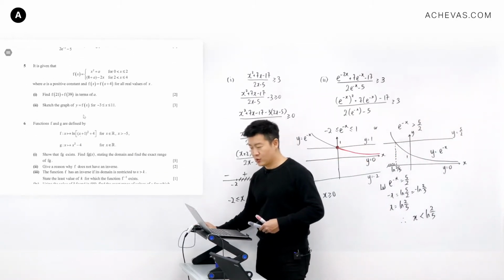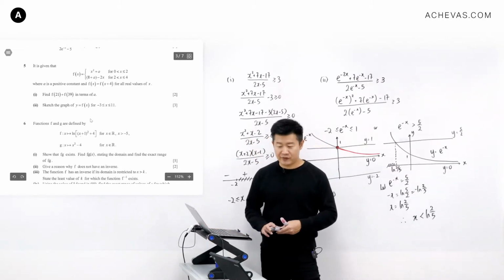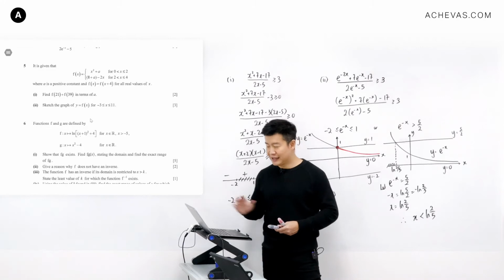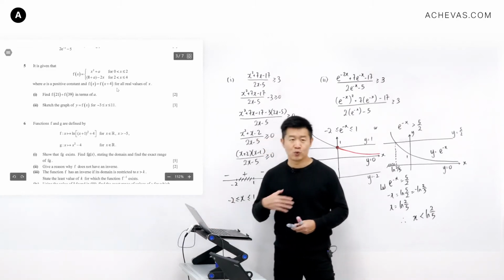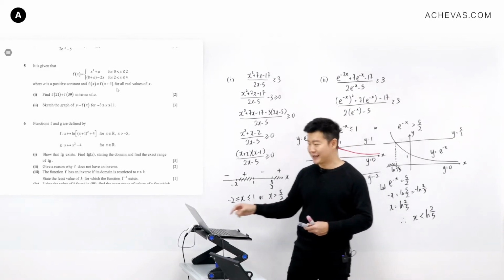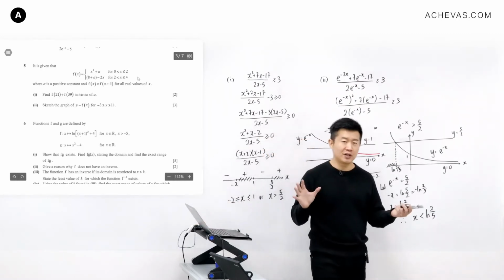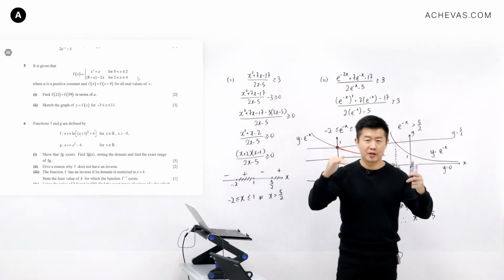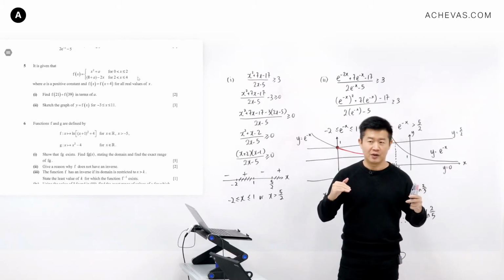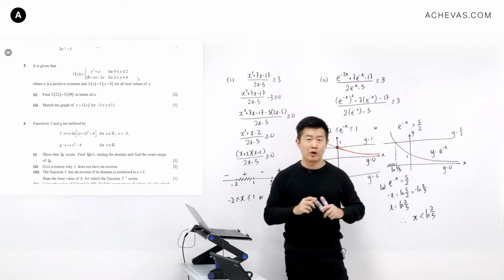Next, question number 5. In question number 5, we are looking at functions. And in this function, it is trying to test us on two kinds of function. One is a piecewise function. A piecewise function is like any other function except that the function is going to be broken up into a few pieces. Most likely, different pieces of domain will give you different kinds of output.